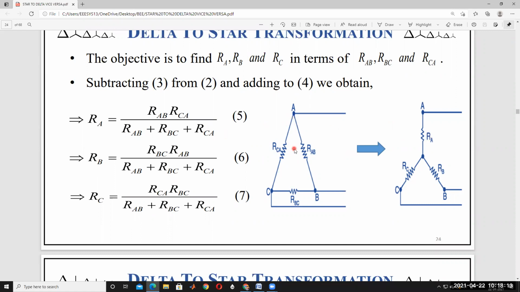So here RA is RAB into RCA divided by RAB plus RBC plus RCA. Similarly, RB and RC. This resistance is called RB, which is equal to the multiplication of these two divided by the addition of all resistors. This is for delta to star transformation. Understood?